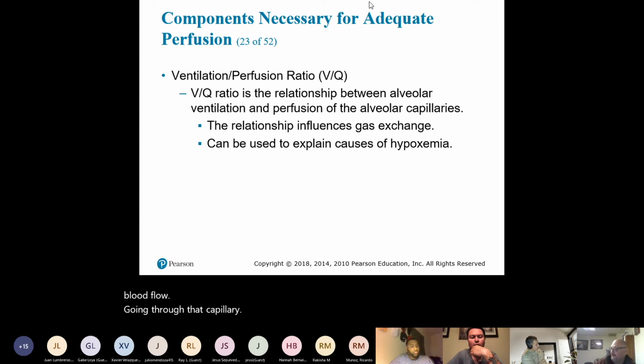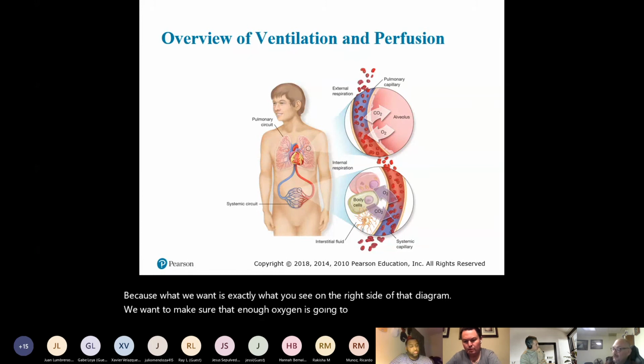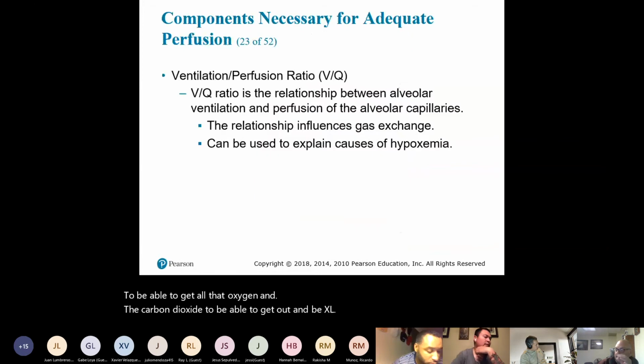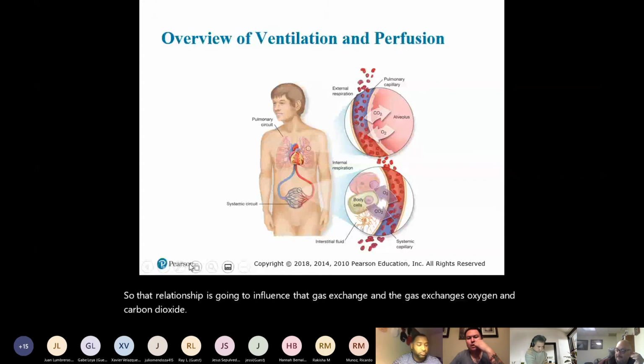because what we want is exactly what you see on the right side of that diagram. We want to make sure that enough oxygen is going to the bloodstream. We got carbon dioxide coming out of it, and then flowing, exchanging. And we have to make sure we have a good ratio there. Oxygen in, enough bloodstream to be able to get all that oxygen, and the carbon dioxide to be able to get out and be exhaled. So that relationship is going to influence that gas exchange. And the gas exchange is oxygen and carbon dioxide right here.